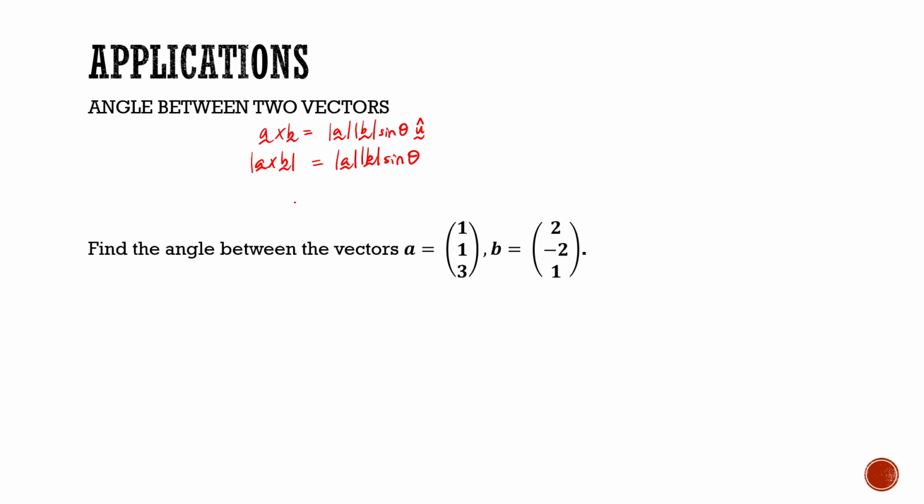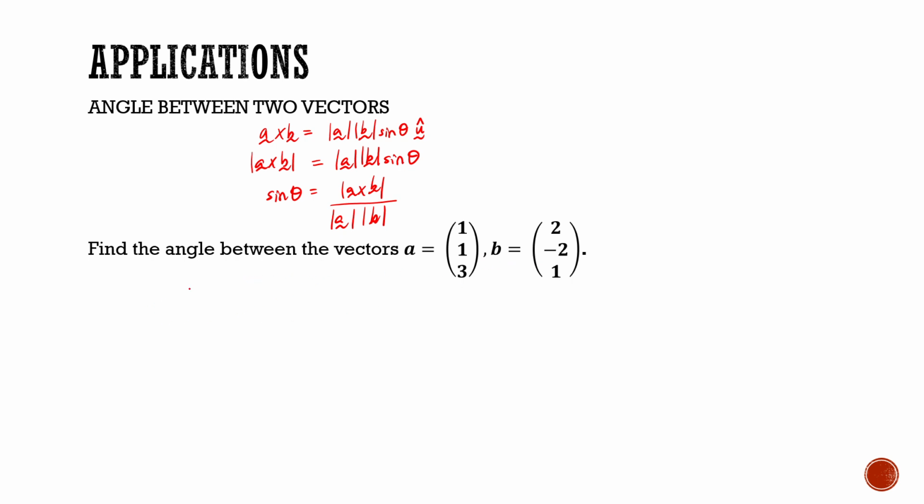And from this equation you can get that sine theta is in fact the magnitude of the cross product divided by the magnitude of A times the magnitude of B. Notice that the sine of theta is going to be positive in this case because you have positive divided by positive, and so this will in fact be the acute angle between the two vectors. Okay, so say we have the vectors A and B, A being i plus j plus 3k and B being 2i minus 2j plus k, sorry. How would we find the angle between these two vectors?